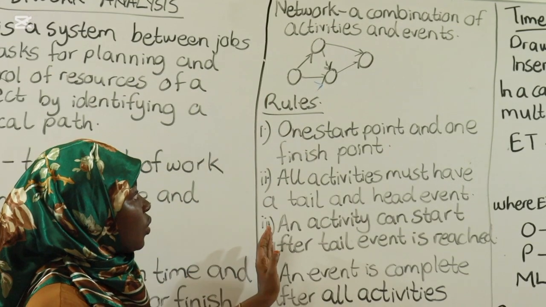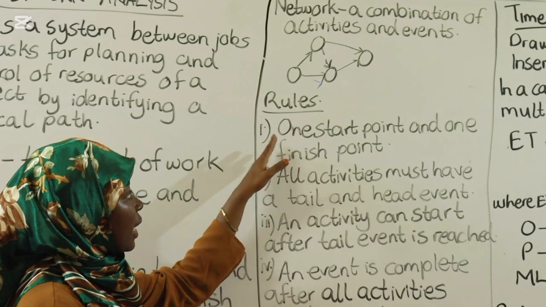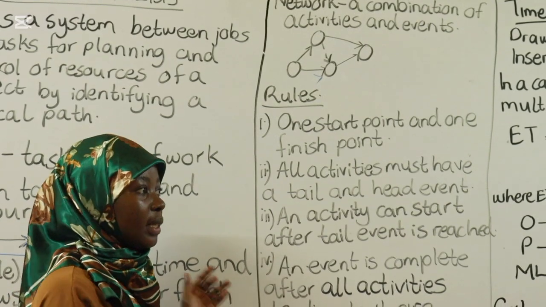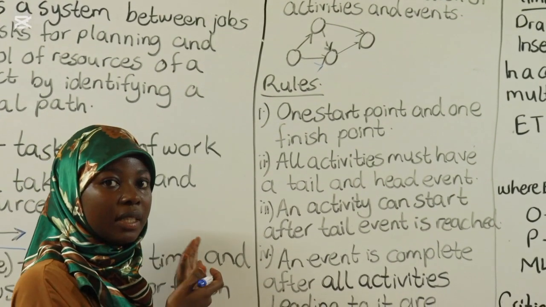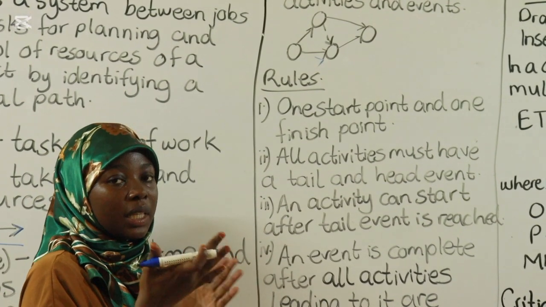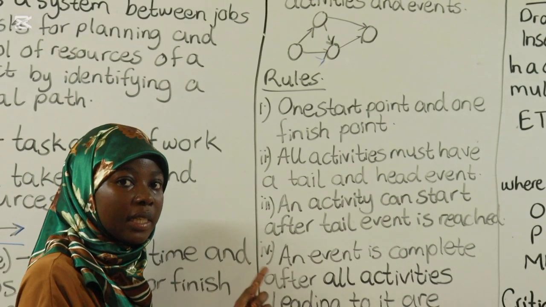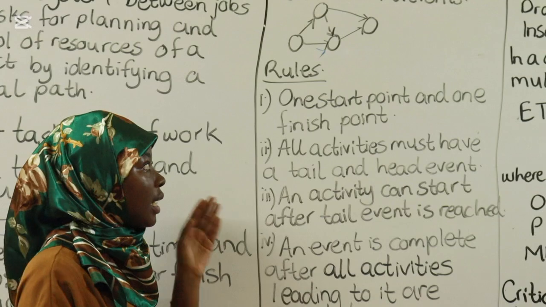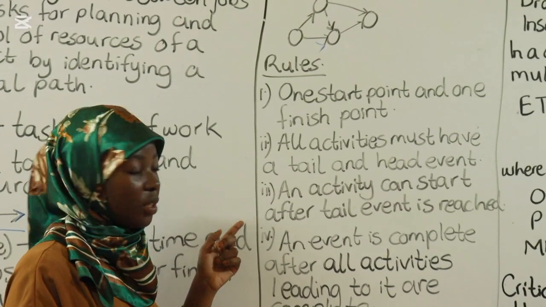This is important for you to know. One of the rules is that a network has one start point and one finish point. A start point is where the first event is, and a finish point is where the last event is. It has only one start and one finish. You cannot have two starts or two finishes, no. It has to be one start point and one finish point.